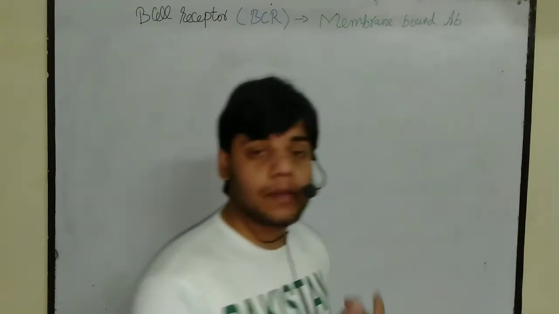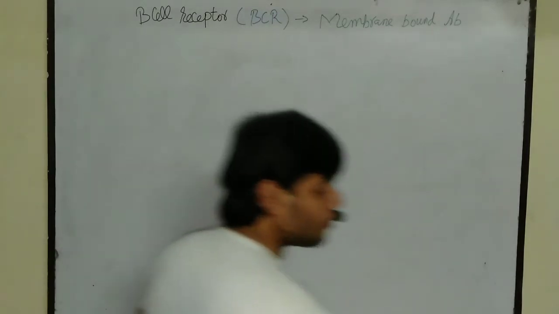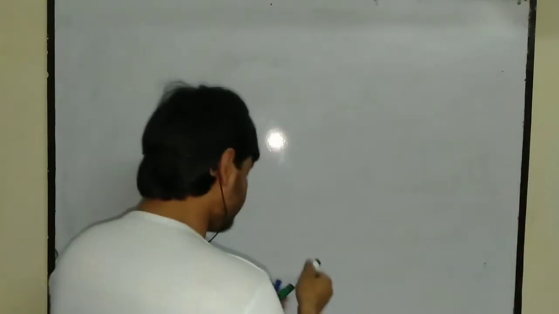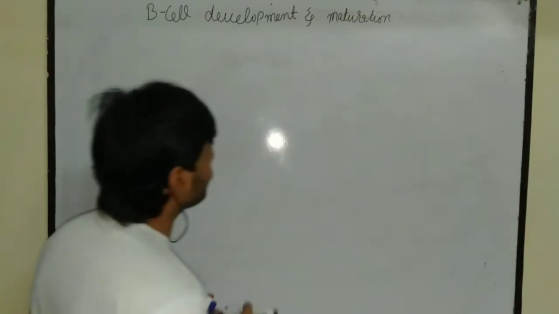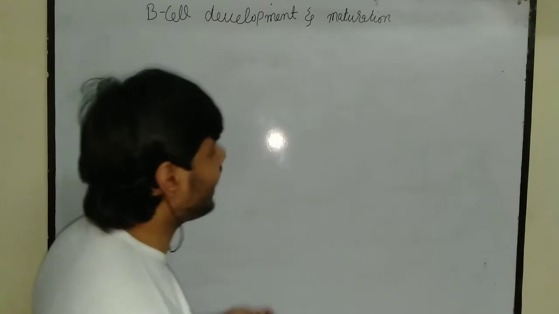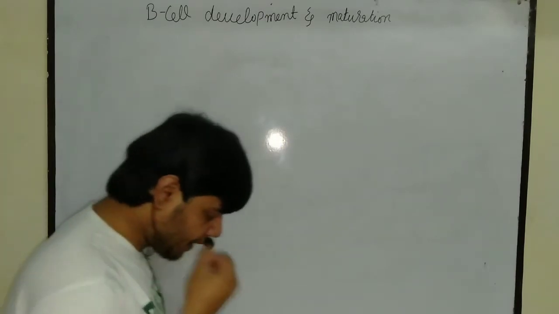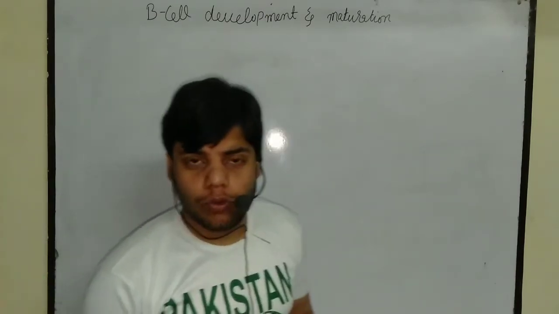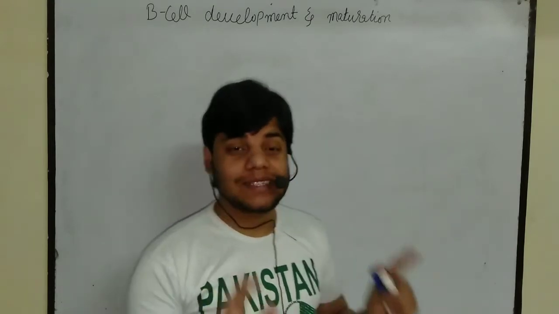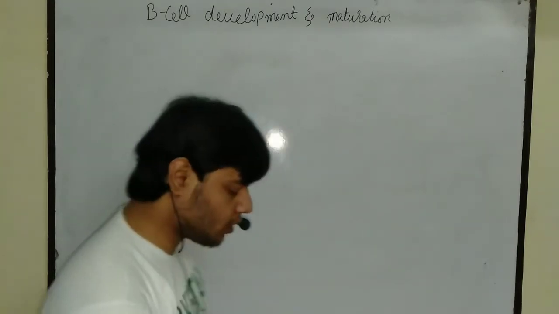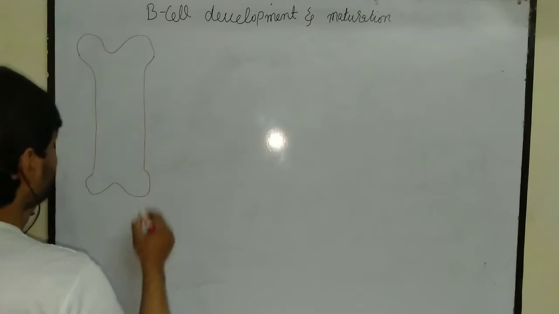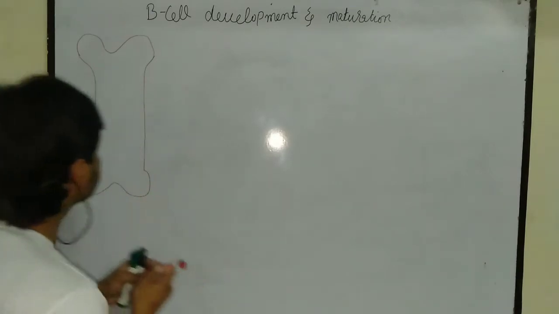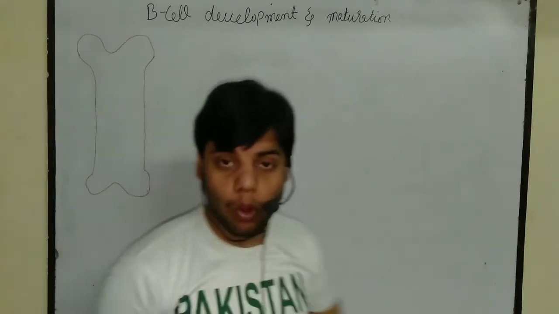So now let me explain with the help of a diagram. Okay friends, so now let me write: B cell development and maturation. As I already told you, B cells are mainly developed inside the bone marrow. So let me draw the bone marrow here. Let's suppose this is the bone marrow.